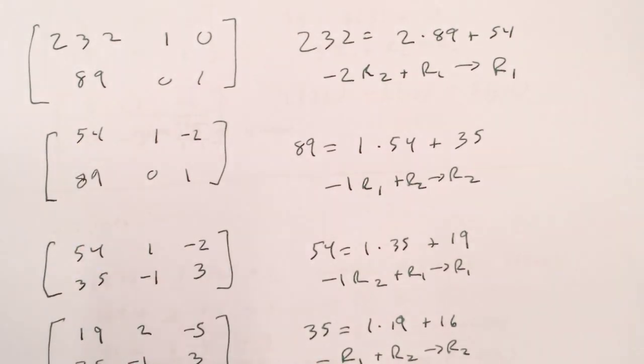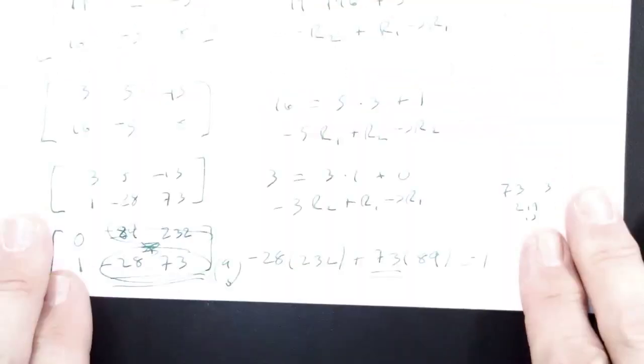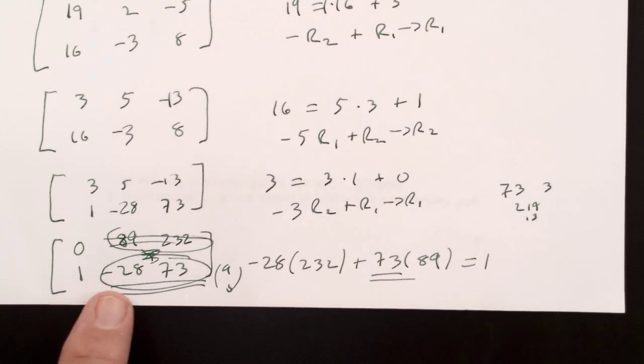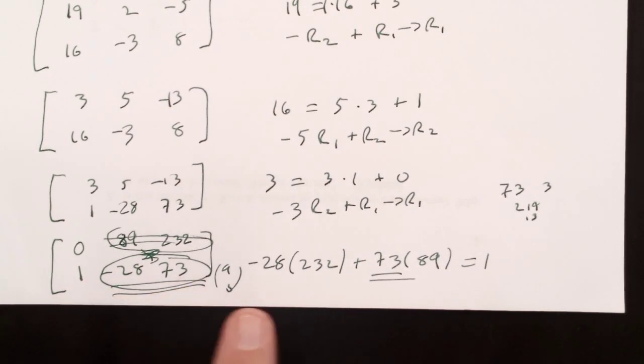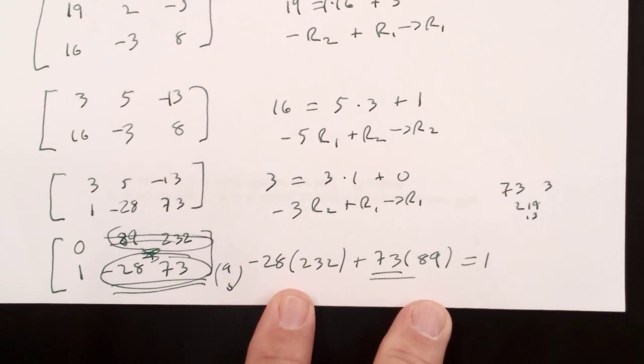And I kept going. And eventually, what do I end up with? The greatest common divisor is 1. There's my -28, there's my 73. And those were the numbers we got when we worked out the extended Euclidean algorithm.